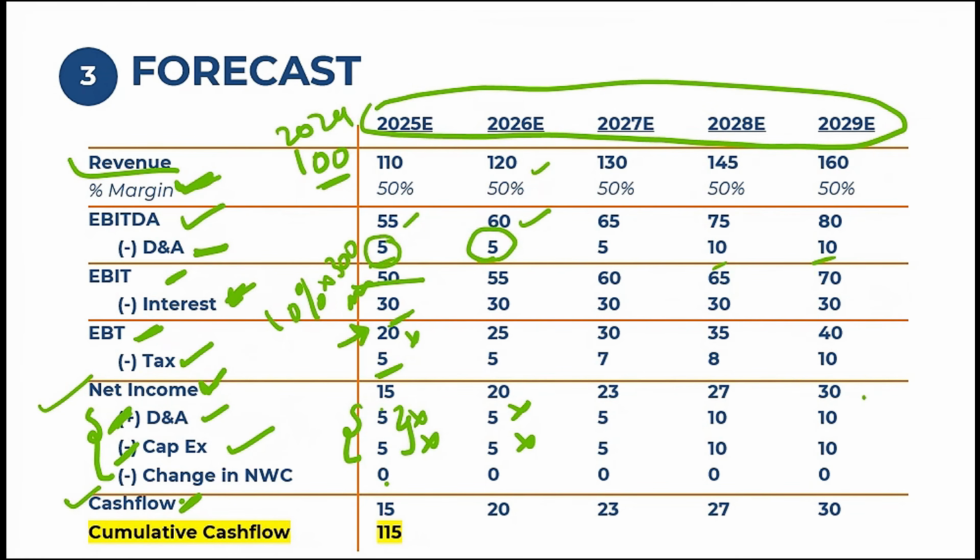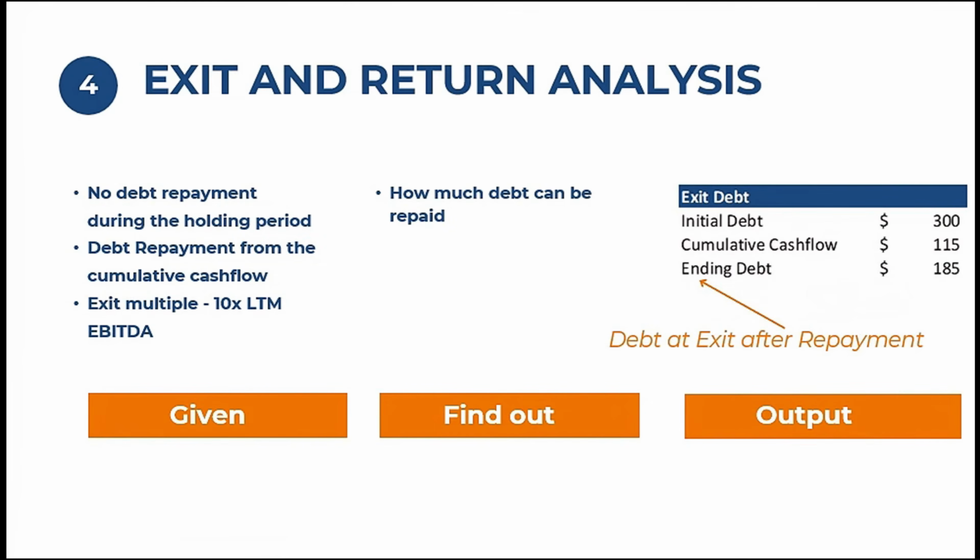So 15, 20, 23, 27 and 30. And if you sum all these free cash flows, you will get a cumulative cash flow of 150. And that's the forecast. Final step. Let's calculate the exit and see what returns we are making.